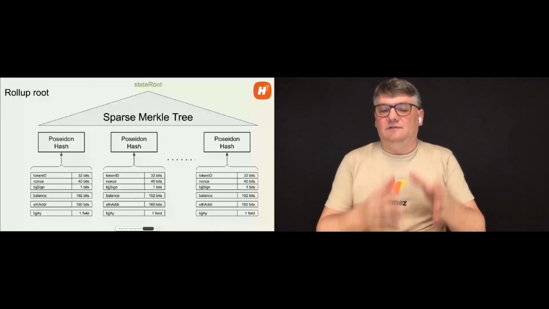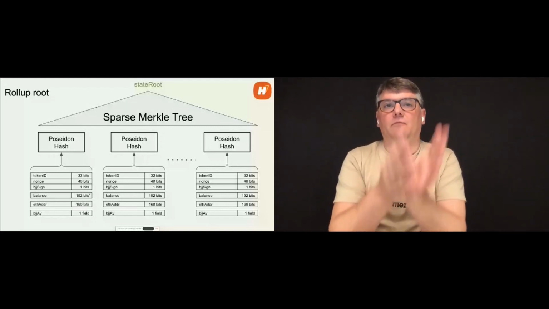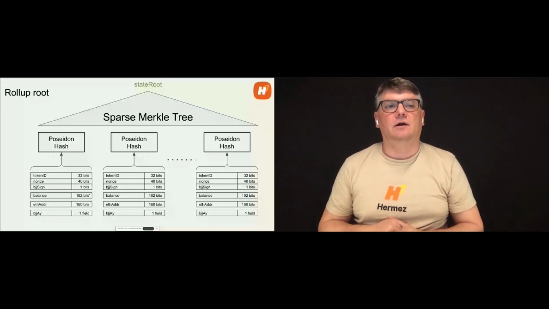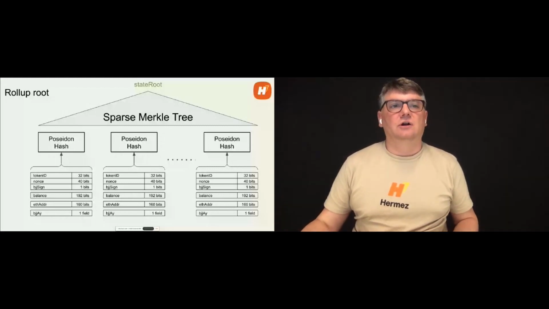It's okay. This account holds this balance. So that's mainly what we have. And in each leaf, we have one state. And this is a structure we are generating here.